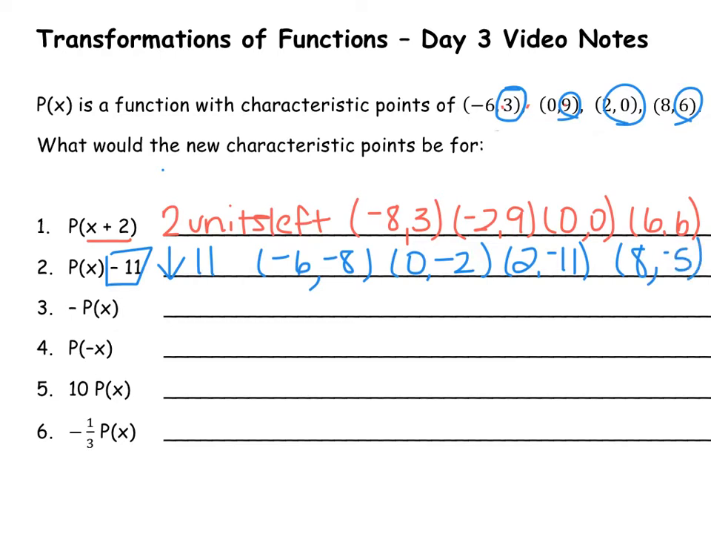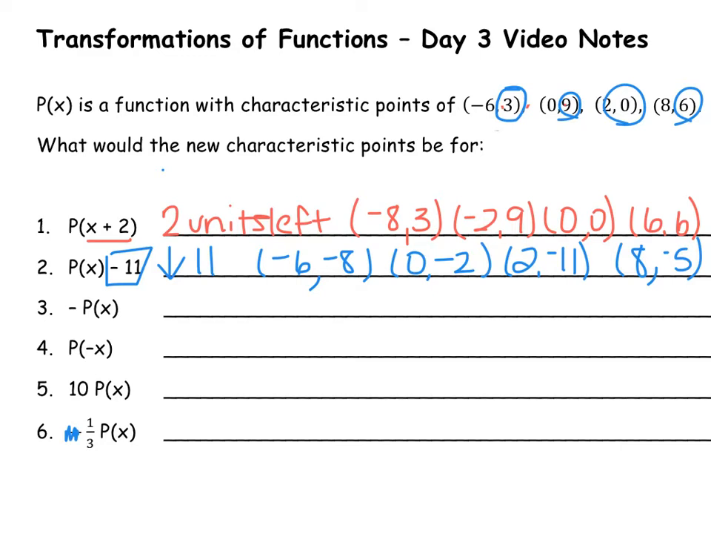And again, this should be a review of what we did last week. Now here's where there's a little bit of change. If you look at these next functions, negative p of x, p of negative x, 10 p of x, and 1/3 p of x, I'm just going to take that 1/3 off real quick, and we'll do another example on the bottom. What do these types of transformations do? Think back to the last unit. We had reflections and we had dilations.